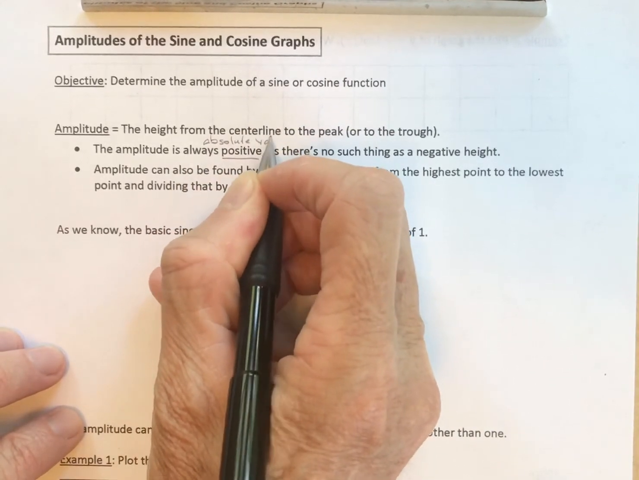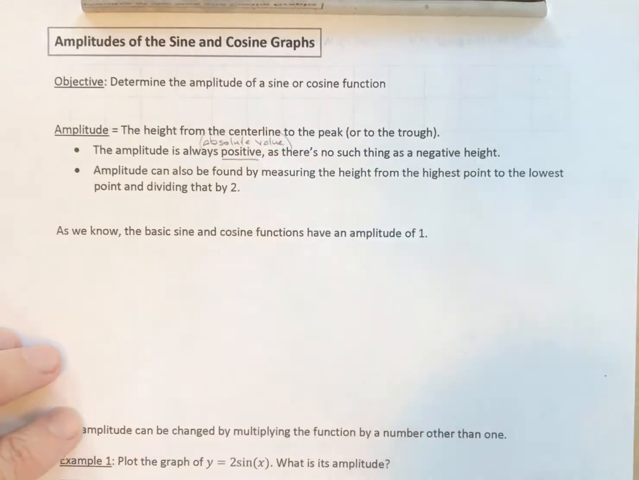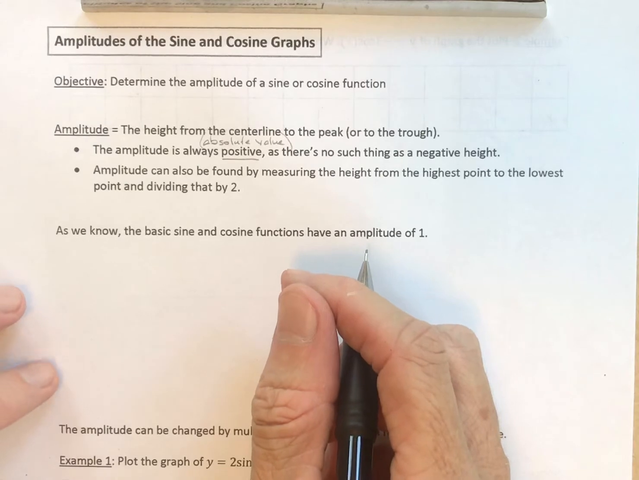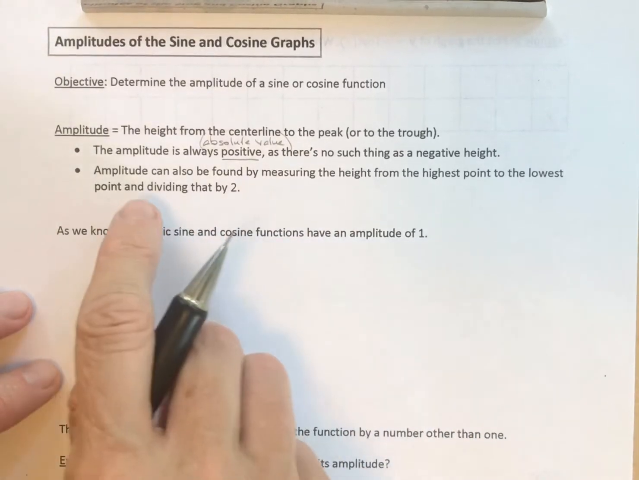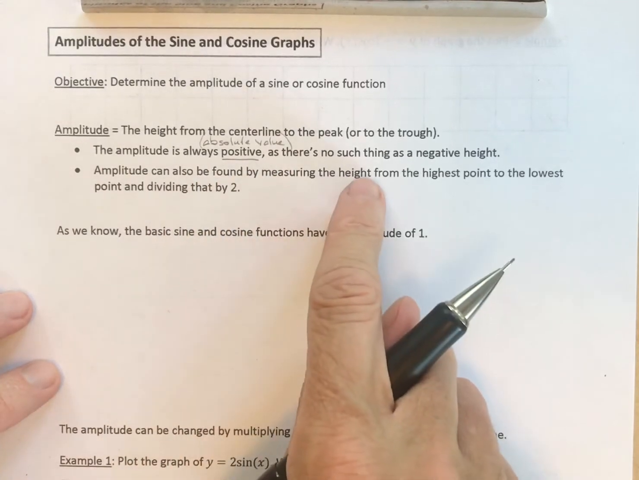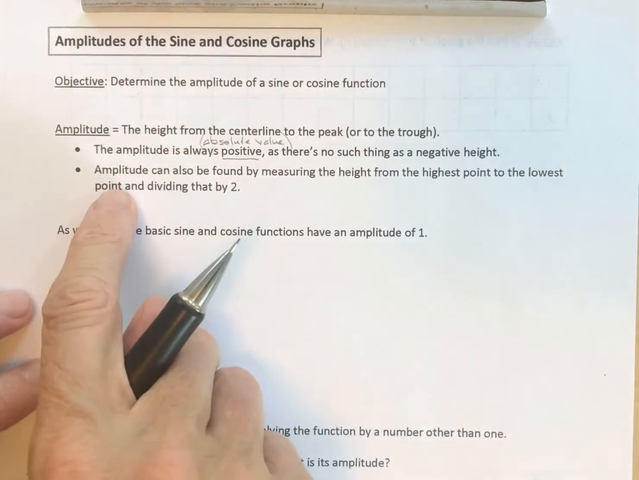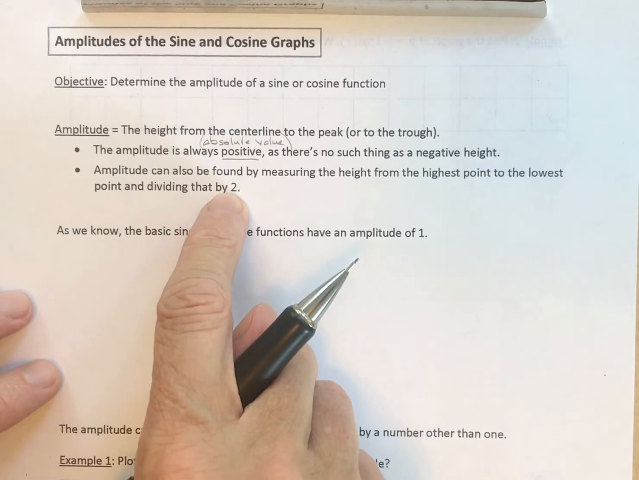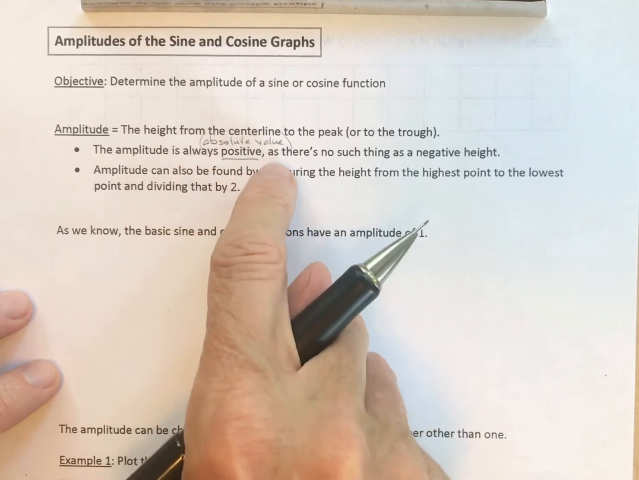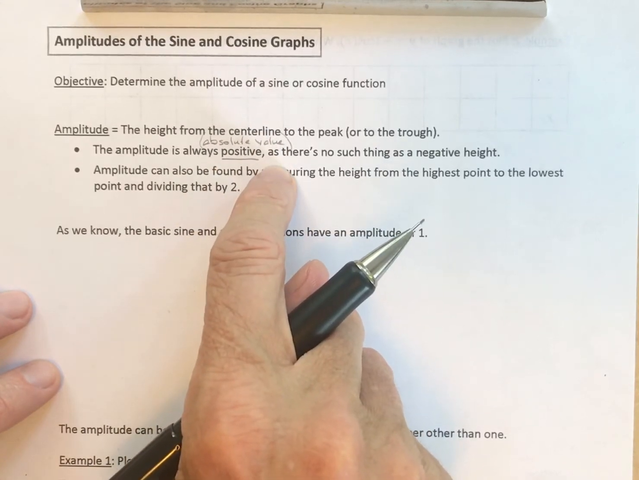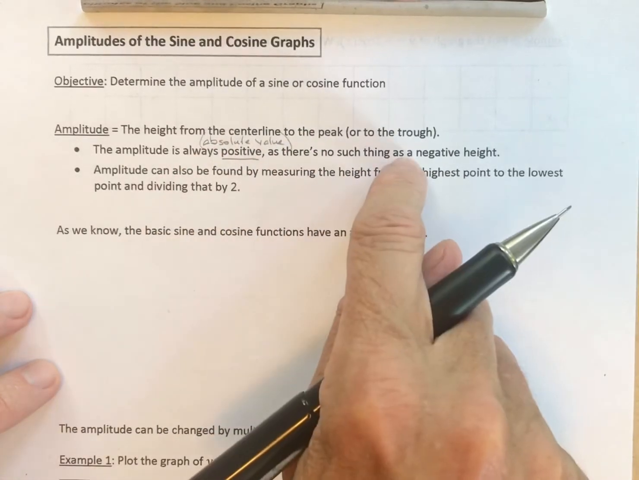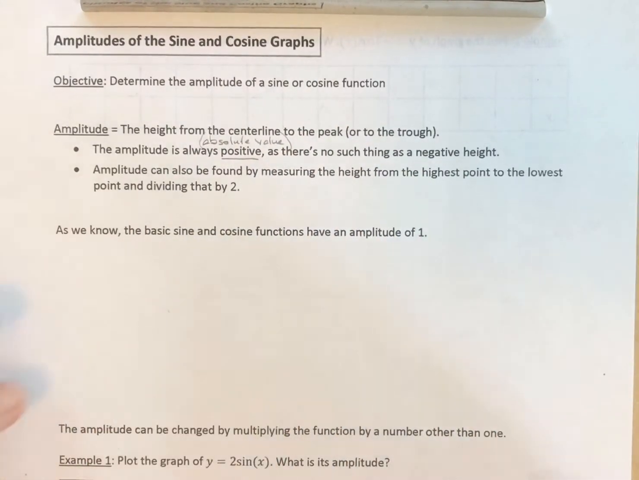When something is always positive, the chances are good we're going to be discussing absolute value, because absolute value is always positive. The amplitude can also be found by measuring the height from the highest to the lowest point and dividing it by 2. So you can go from the center line to the top, or from the center line to the trough, the bottom, and that's the amplitude. Or you can go from peak to trough and then divide it by 2, and you'll also get the amplitude.